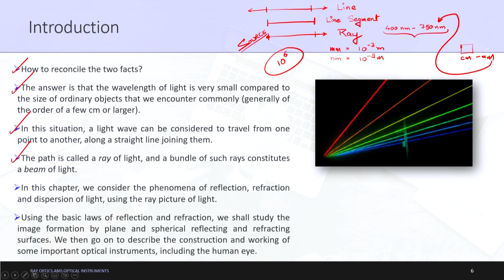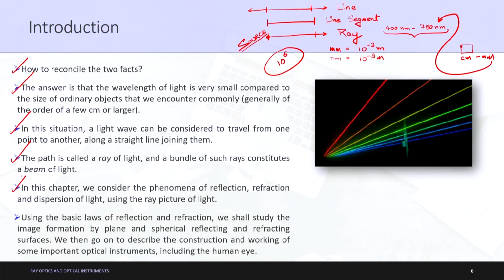Let us move on. In this chapter we consider the phenomena of reflection, refraction and dispersion of light using the ray picture of light. So, basically we use the discrete particle theory to understand the basic laws of light, that is reflection, refraction and dispersion. Using the basic laws of reflection and refraction, we shall study image formation by plane and spherical reflecting and refracting surfaces. We then go on to describe the construction and working of some important optical instruments, including the human eye. All these things will be explained in this chapter in detail. So, just sit back and view every concept very clearly.